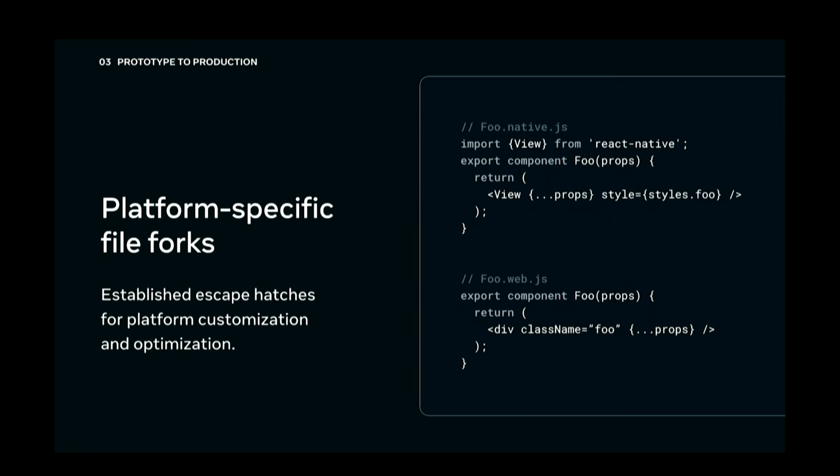And although the goal is to enable as much code sharing as possible, there are still cases where we want to use platform-specific APIs or optimizations. And for those, we use platform-specific file extensions to fork code and go fully native as necessary. This is already a well-established practice in the React Native ecosystem, and it's worked well for us in a cross-platform context with the web as well.